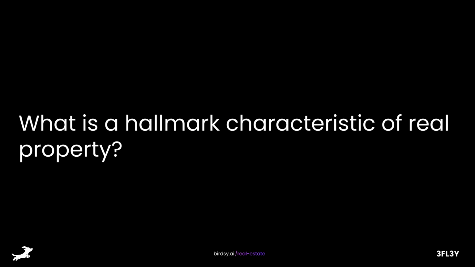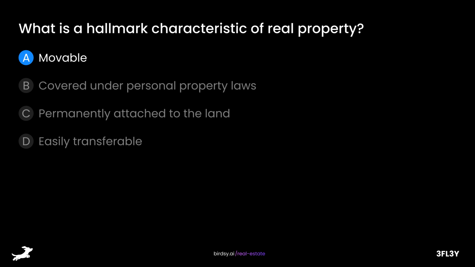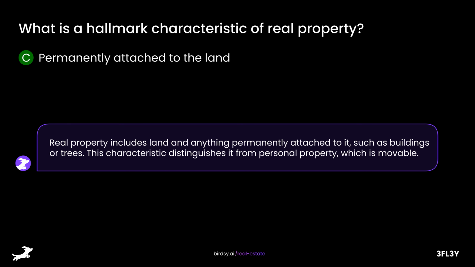What is a hallmark characteristic of real property? Is it A, movable, B, covered under personal property laws, C, permanently attached to the land, or D, easily transferable? The answer is C, permanently attached to the land. Real property includes land and anything permanently attached to it, such as buildings or trees. This characteristic distinguishes it from personal property, which is movable.